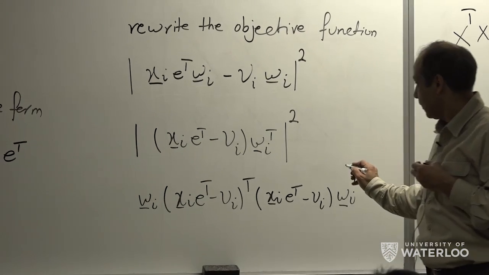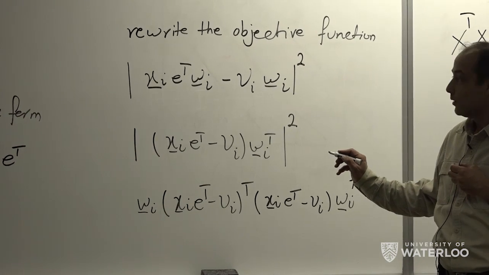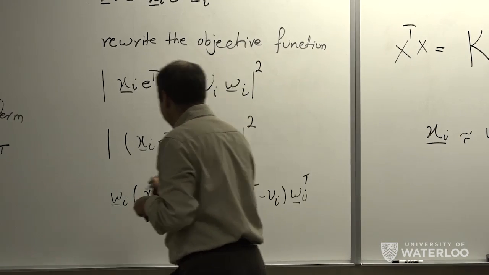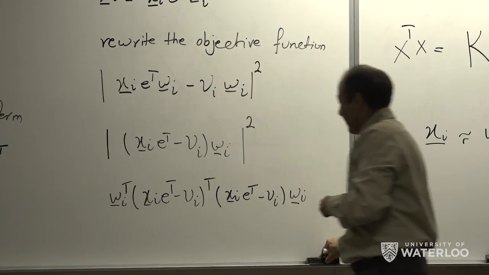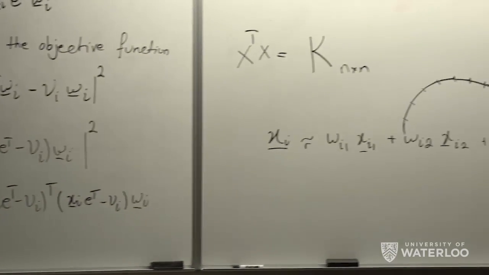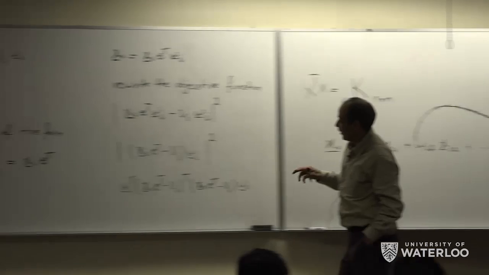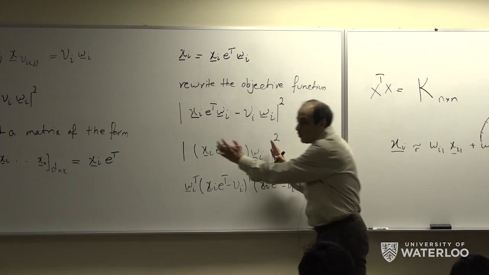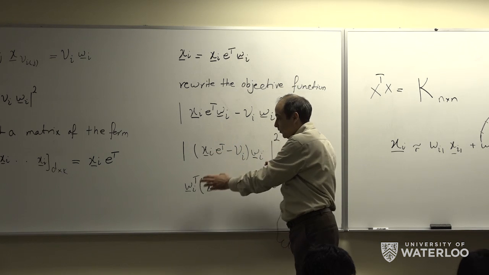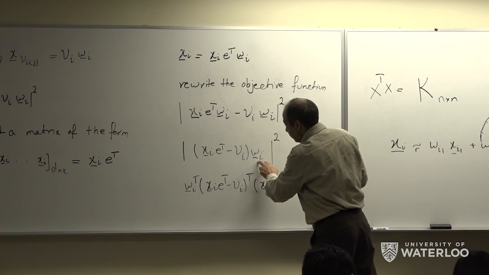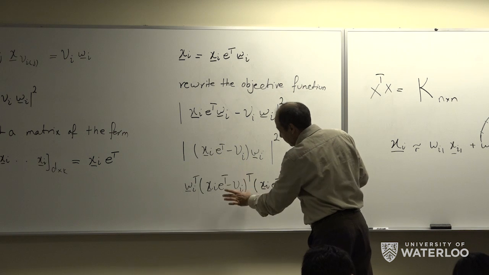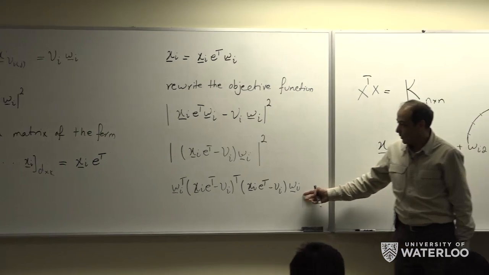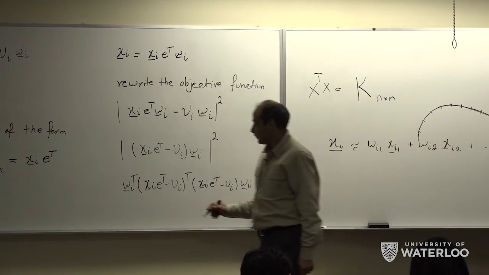I'm wondering why Wi is transpose. It's not transpose. Okay, so Wi is not transpose. Now, when you expand this norm, it's this quantity transpose times itself. This quantity transpose would be Wi transpose times this one transpose, times the quantity itself. So that's basically what I would like to minimize.